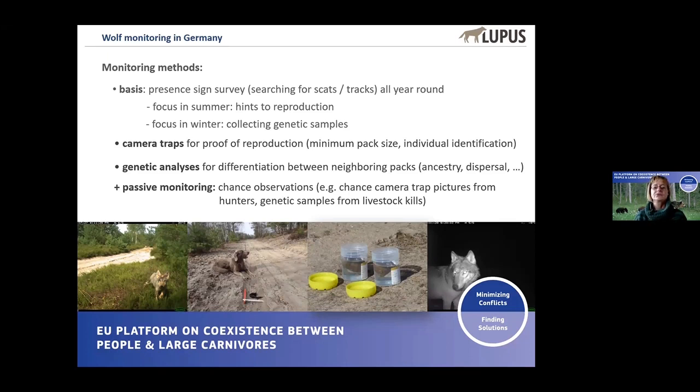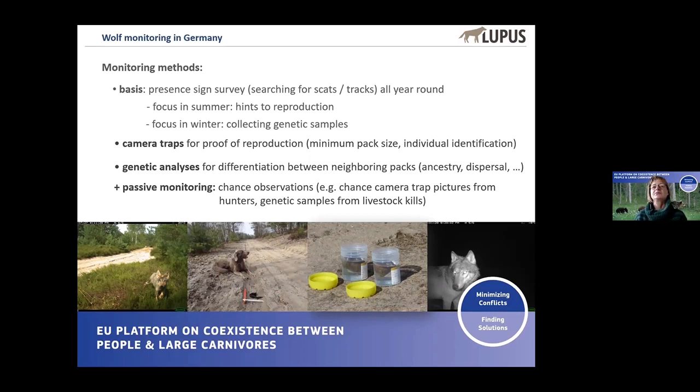In addition, a very helpful method that is used a lot are camera traps, that are normally placed in areas where you have an accumulation of wolf signs along forest roads. And this is mainly used, as most wolf reproductions in Germany are proved with camera traps, so by just pictures of small pups.